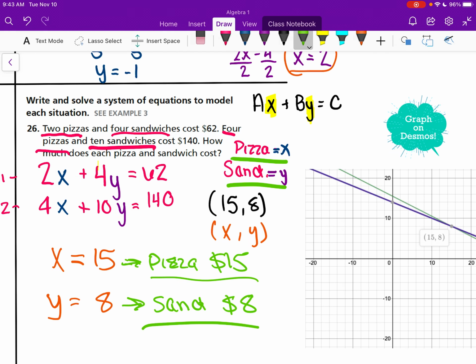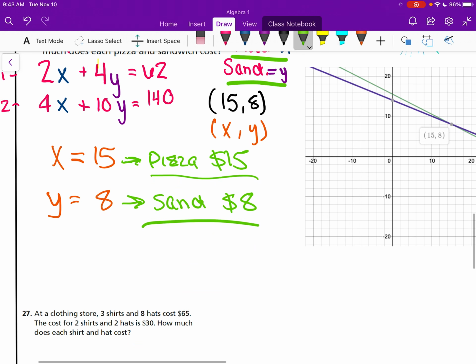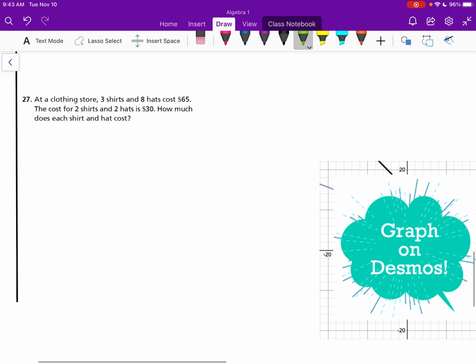So look at this example and pause and check out number 27. You guys try that. All right, let's check it.